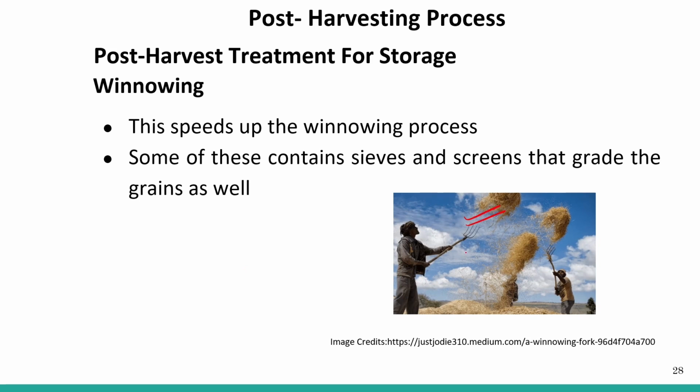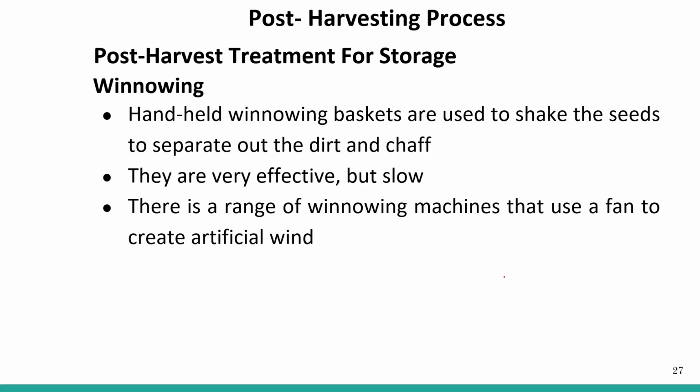So this is thrown away in the air, and the lighter chaff is blown away by the wind, but the seeds that are heavy fall vertically downward. Handheld winnowing baskets are used to shake the seeds to separate out dirt and chaff. They are very effective, but it is a slow method.